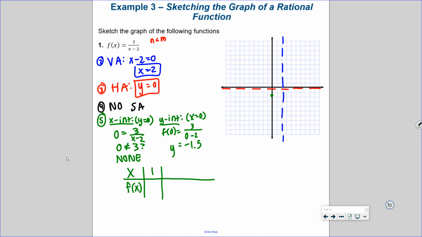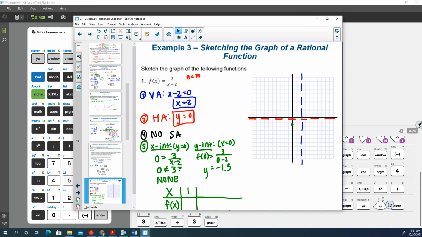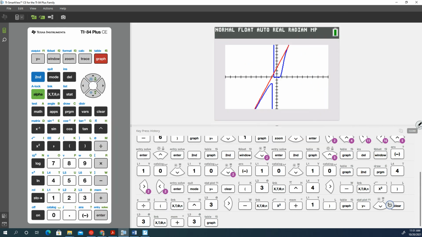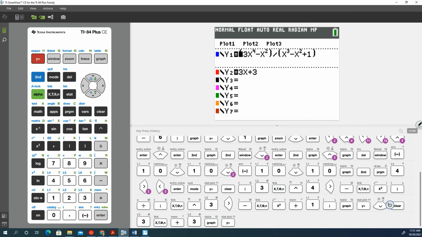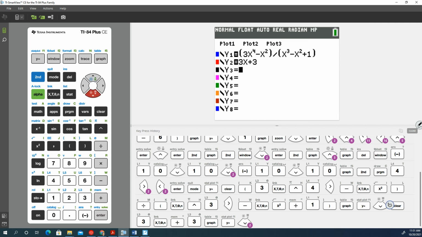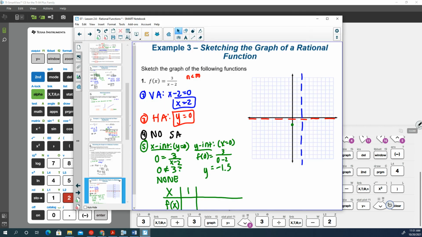While I'm thinking of that, guys, just make sure anytime, and hopefully you've been watching me do this, anytime you type in a rational function, you have to wrap parentheses around your numerator and denominator. Order of operations, exactly, order of operations. I'm going to do 3 over x minus 2. So just make sure you're wrapping in parentheses.